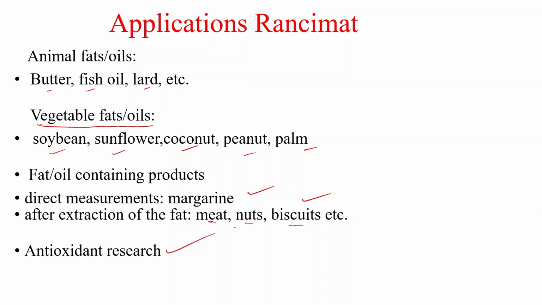And then we have antioxidant research. I have already told you that we can compare the antioxidant efficiency of different types of antioxidants. Maybe we compare a natural antioxidant with a synthetic antioxidant, to see which one has maximum antioxidant efficiency. That can easily be done, because obviously if the antioxidant is strong, then the induction period will be higher. So an antioxidant which gives a higher induction period for a sample has higher antioxidant efficiency.